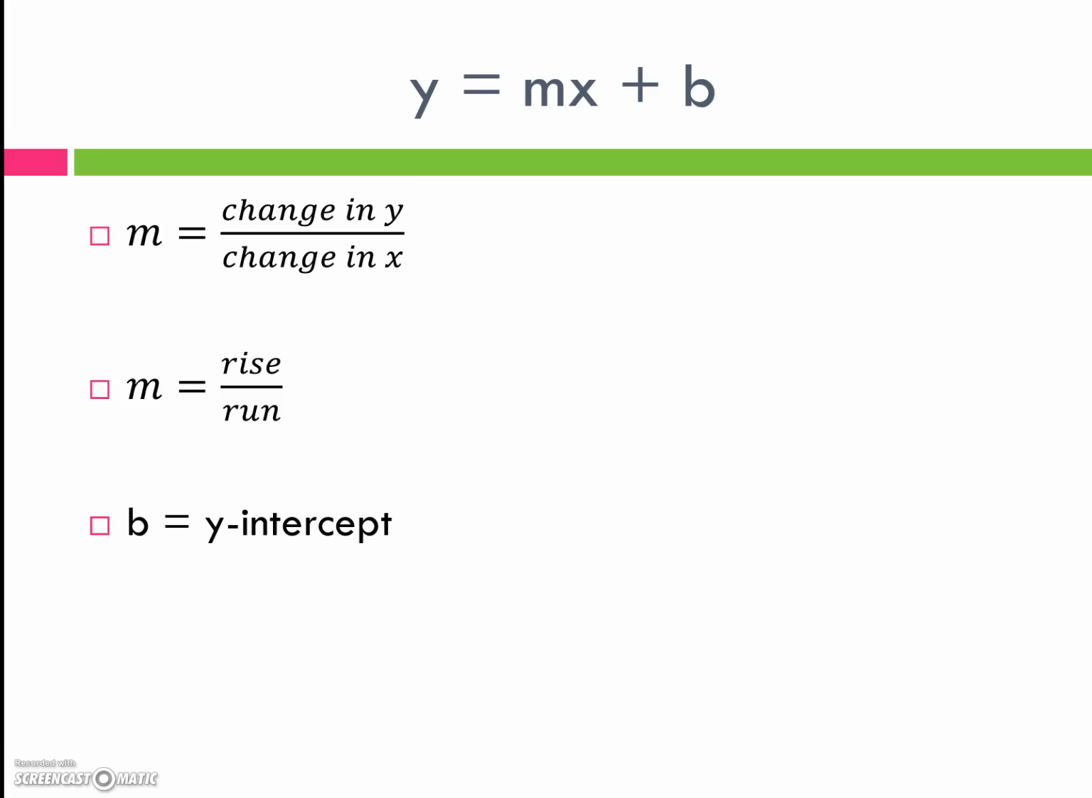This is our y-intercept. In these problems, we are identifying where the x value is equal to 0, and the y value is our y-intercept. This is where our line will cross the y-axis.